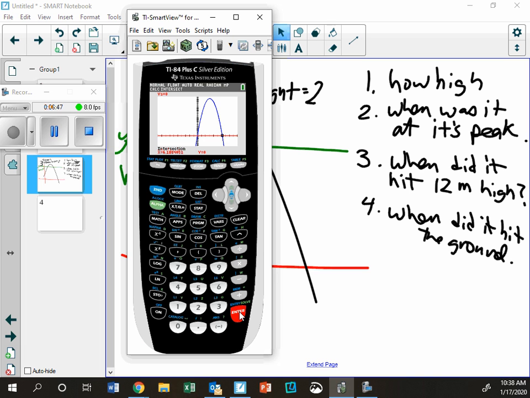6.18 seconds. I'm going to round it to 6.2 seconds. It is really hard to keep the ball in the air for 6.2 seconds. You'd have to be super strong.